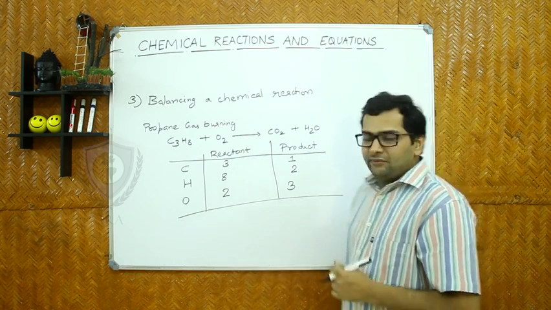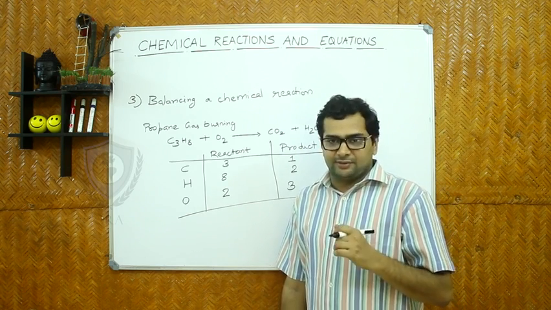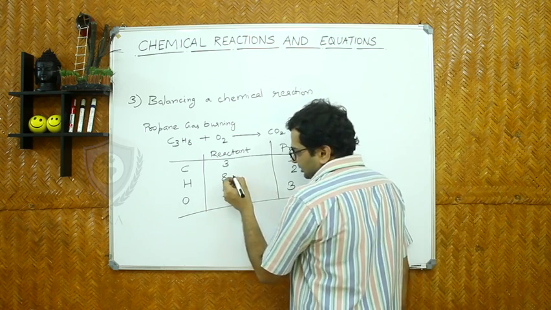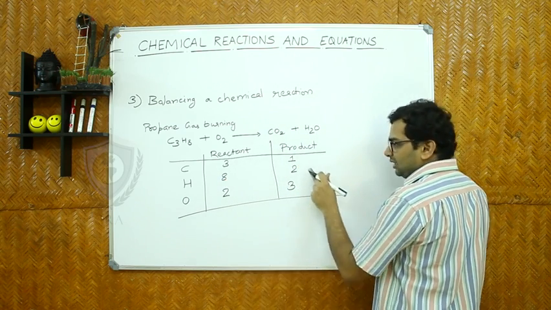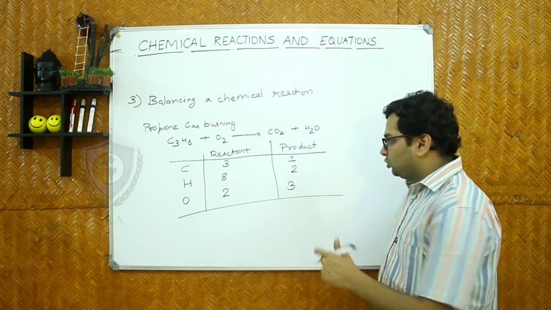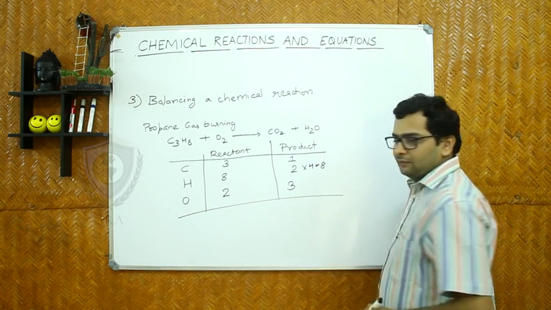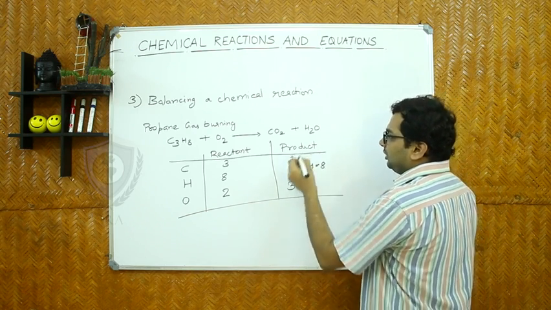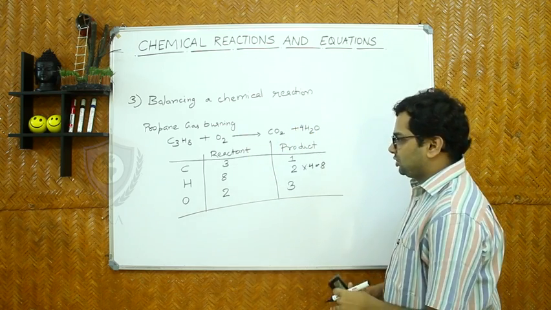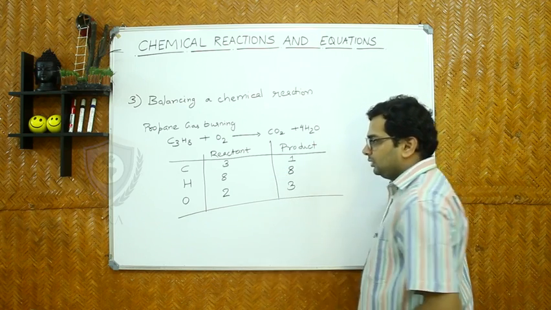So for example, we will start with the element which has the maximum number of atoms. So which is here hydrogen. So hydrogen in the reactant side has 8 and on the product side we have only 2. So how do we make 2 equal to 8? So if we multiply 2 into 4, it becomes 8, right? So let's put a 4 here and see what changes it brings to the equation. So now we have 8 here and 8 here.